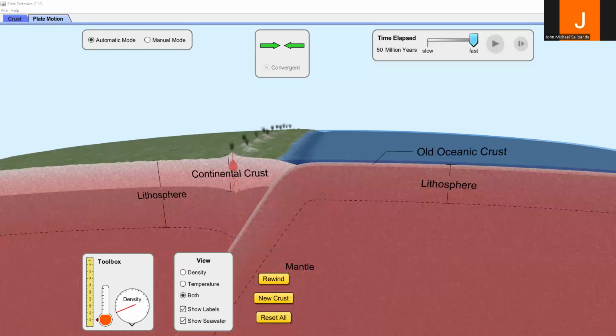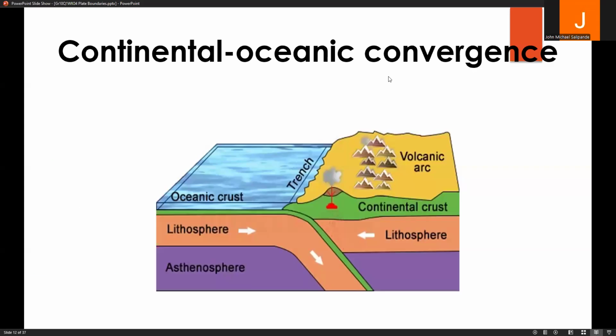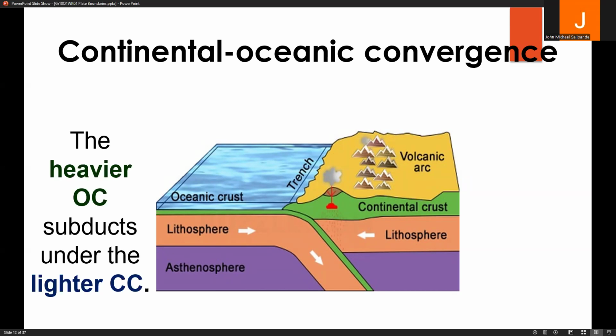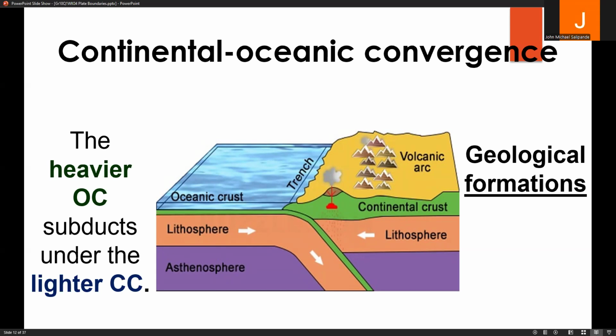So based on what we witnessed a while ago, it is obvious that the oceanic crust subducts under the continental crust because, as we learned from our very first lesson, the oceanic crust is heavier than the continental crust. And as a consequence, the geological formations of continental oceanic convergence are only volcanoes and trenches. So at this point, wala na pong islands na na-form. Ang islands po ay under oceanic convergence only.